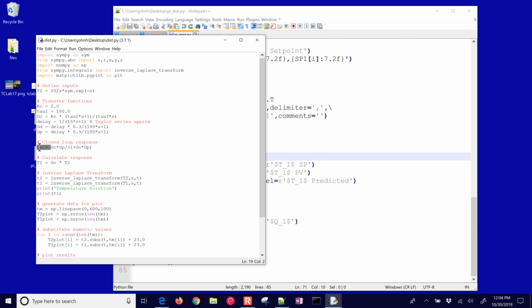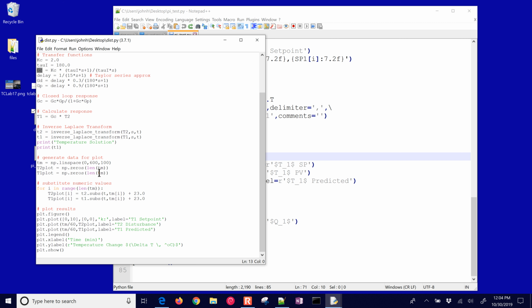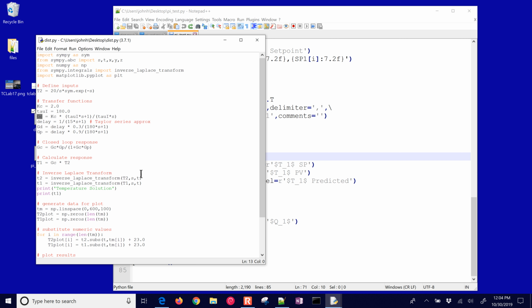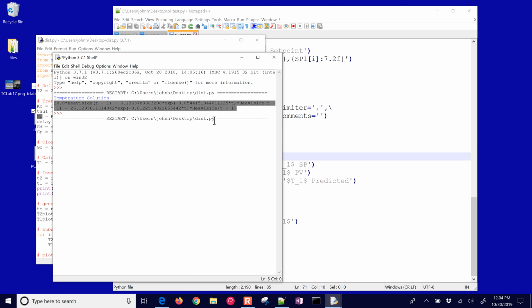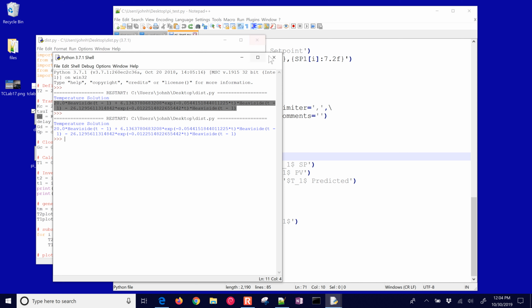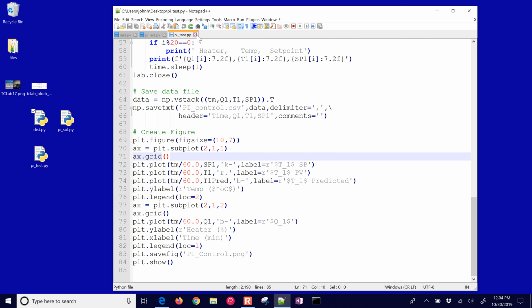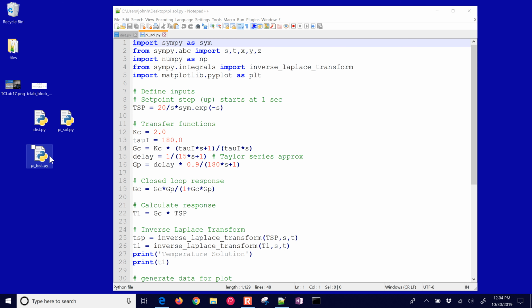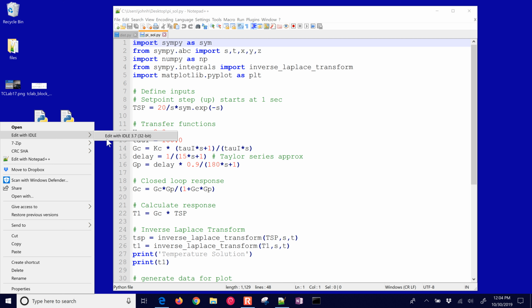We did rename this for closed loop GC, so it overwrites this GC value right here. It should give you the closed loop response there, and what we're going to do is just compare the measured values to this one. All right, let's go in on the PI script test and just run this.